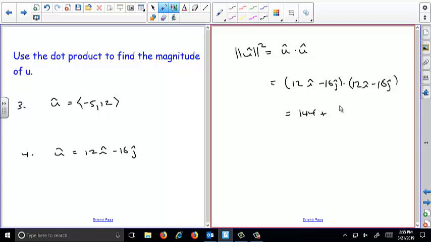But let me get my calculator just to be on the safe side here. Actually, that'd be more than 256. Maybe it is. Let's see. 16 times 16 is 256. Okay. So that says that the magnitude of the vector u squared is the sum of those two. 256 plus 144 is 400. So the magnitude of vector u is equal to the square root of 400, which is 20.